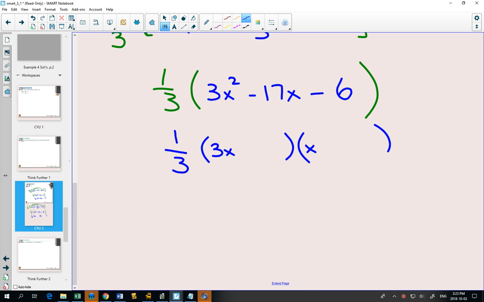6 and 1. So if I try 6 here and 1 here, my outside is 3, my inside is 6. 3 and 6 makes 9. Doesn't quite work. But if we did 1 and 6, outside is 18, inside is 1. Does that make 17? Yes. To get a negative 17, I would need a negative 18 and a positive 1. Quick multiplication shows, check, this is correct, and so this is the factored version.